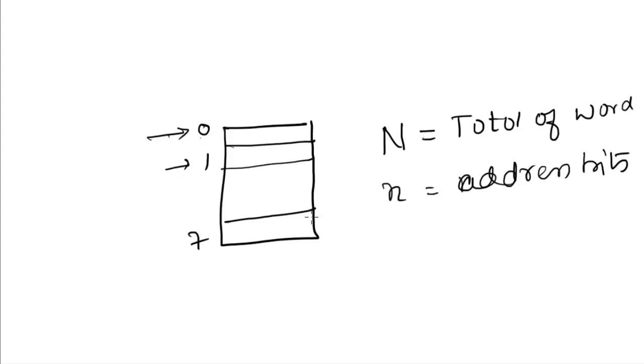Next, each and every word will have some bits. Word number 0 has to store some capacity of data. That capacity of data will be represented by M. M is nothing but the width of each word.